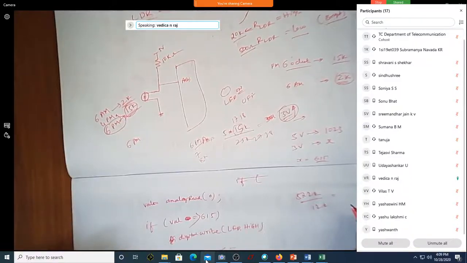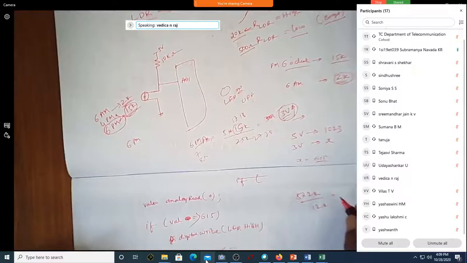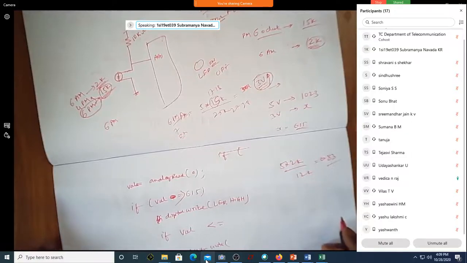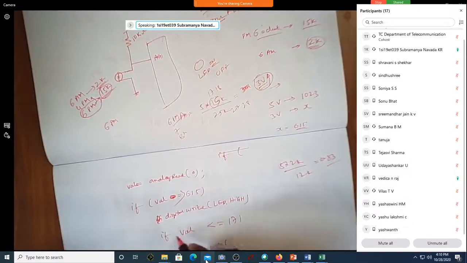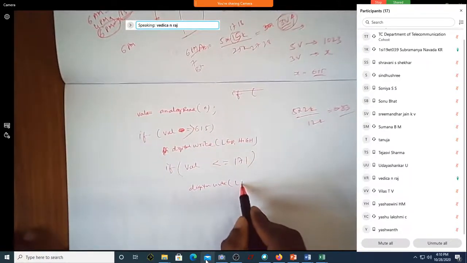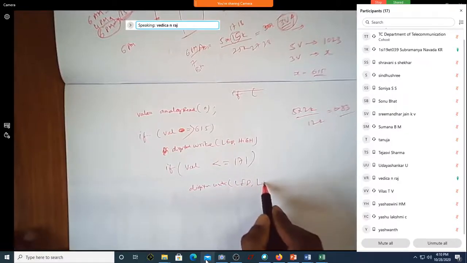How much is that? 0.833, sir. 0.83. How much does that correspond to digital? 1024 divided by 5. 171, sir. 171. If val is less than or equal to 171, make LED low.